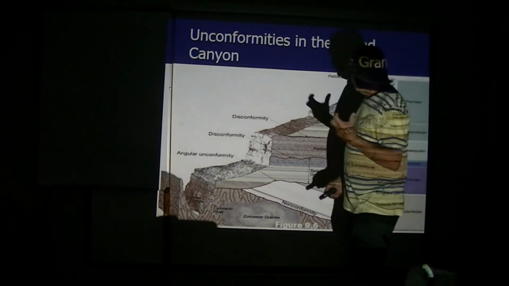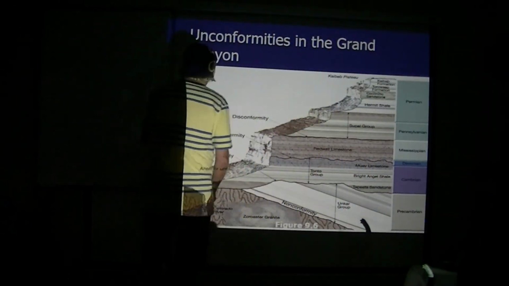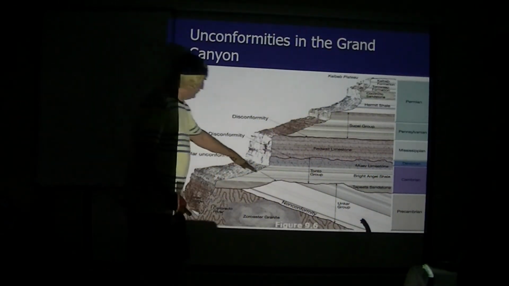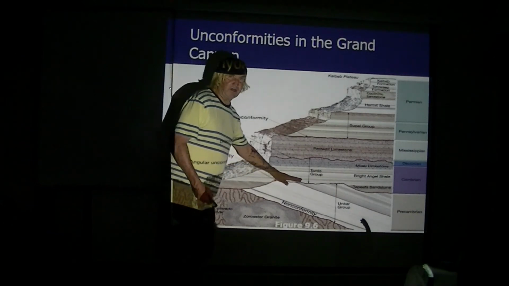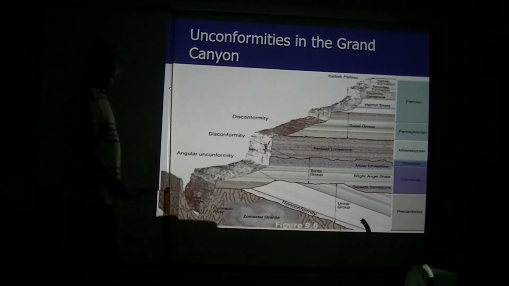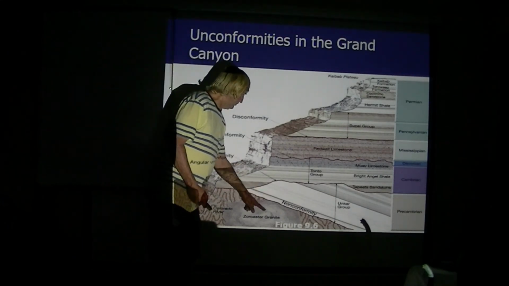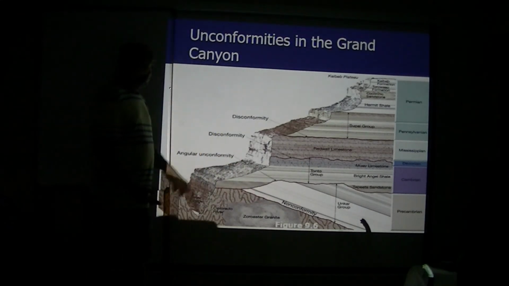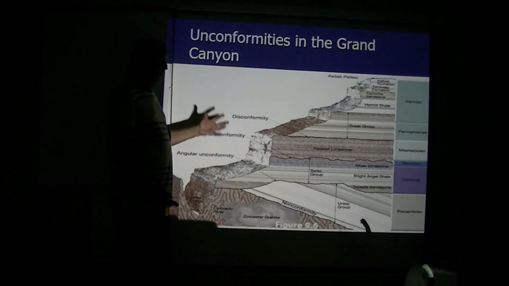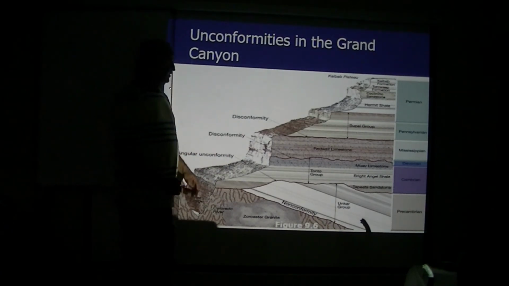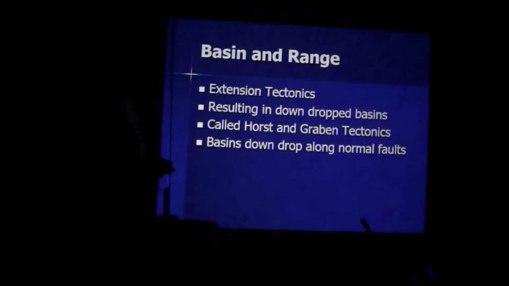So the Grand Canyon has all three unconformities. Angular, where you have tilted rocks that are overlain by flat rocks. We have a nonconformity, where sedimentary rocks are in direct contact with granitic rocks. And then we have the disconformities, where part of the period is just missing. Part of the time record is just plain missing.